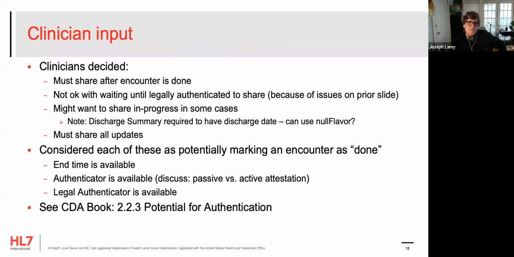So with all that confusion, here's what the clinicians in our group decided. They said, at least for treatment, you must share after the encounter is done. In other words, if the encounter has an end date, and someone requests, they didn't want you to not return it.